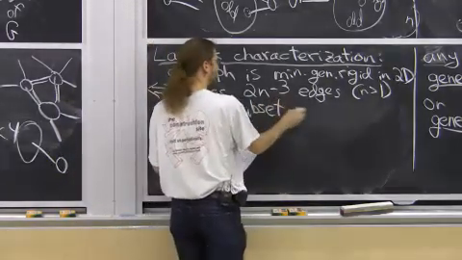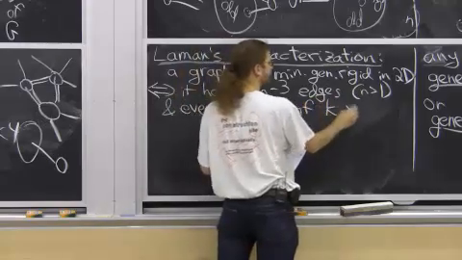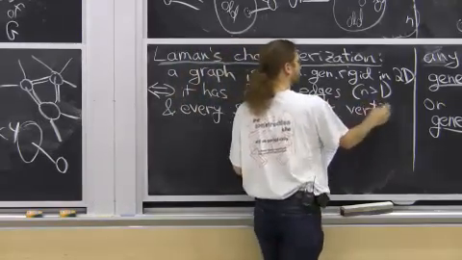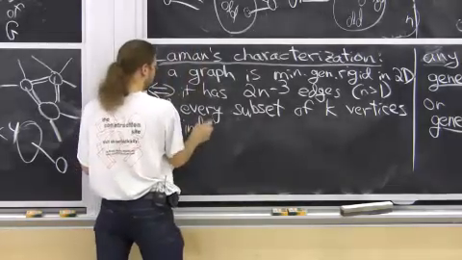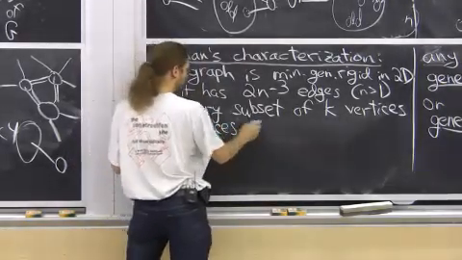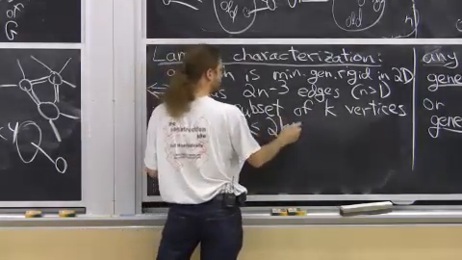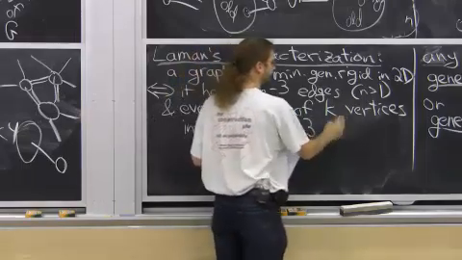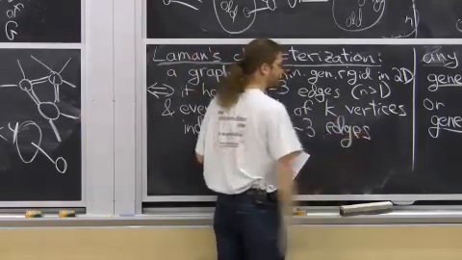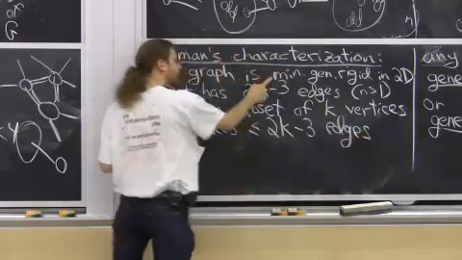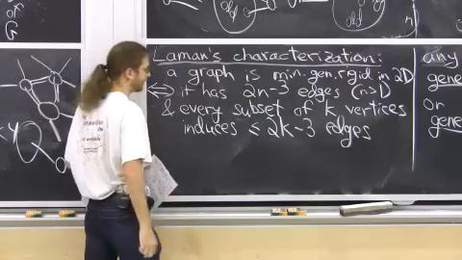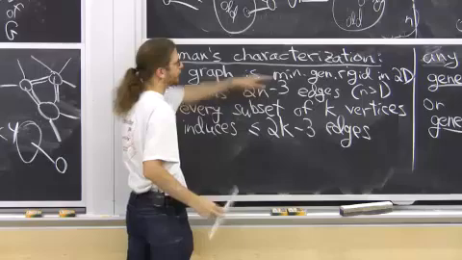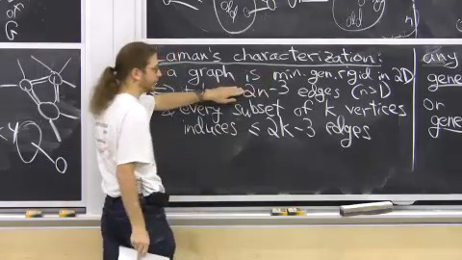If I take a subset of vertices, and let's say there's k of them, then that induces at most 2k minus 3 edges. All right, so this again, minimal generic rigidity. I'm still not directly talking about the bigger case. We'll worry about that later. So there's the fewest possible edges. That means 2n minus 3.